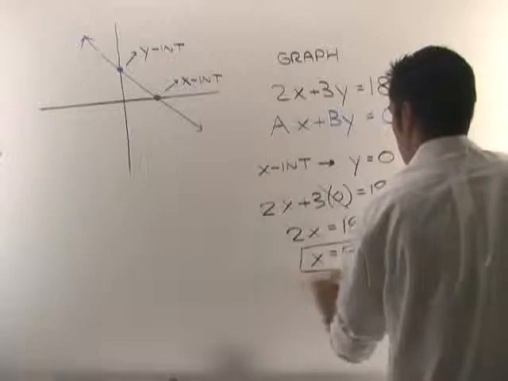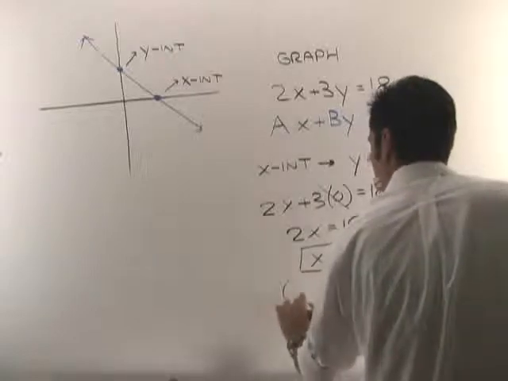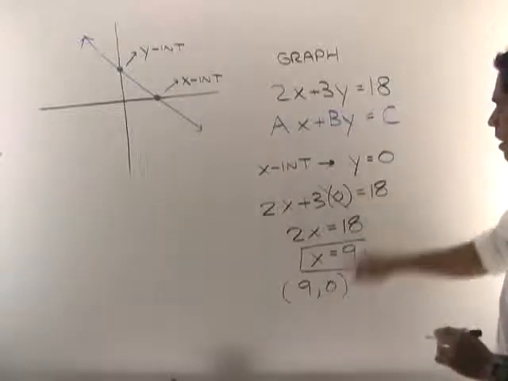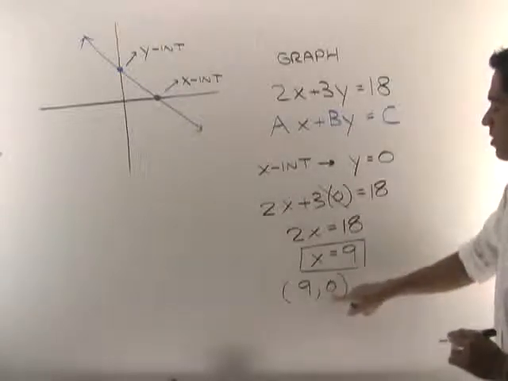Okay? So we know that our x-intercept is the point x is 9 and y, remember, was 0 because we plugged in y is 0. So that's the point that represents our x-intercept.